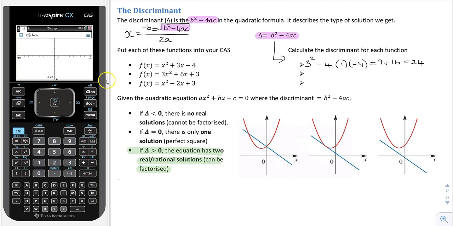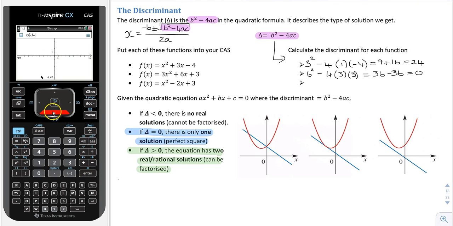If we now look at graphing this second equation of 3x squared plus 6x plus 3, we find that when we graph it, it touches the x-axis at about -1, but it doesn't actually cross over it. So it only ever touches it in one particular spot, which means that when we calculate our discriminant, we'll end up with a value of 0. So we'll have 6 squared minus 4 times 3 times 3, which gives us 36 minus 36, which is 0, as expected. And if the discriminant equals 0, then that means that we only ever get 1 solution, which is what our graph is showing us.